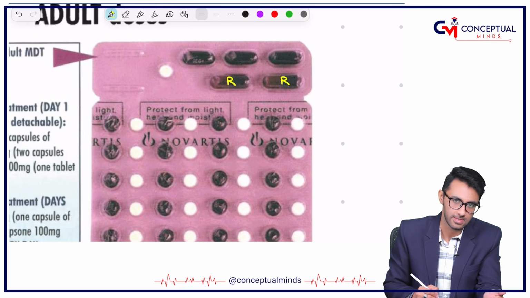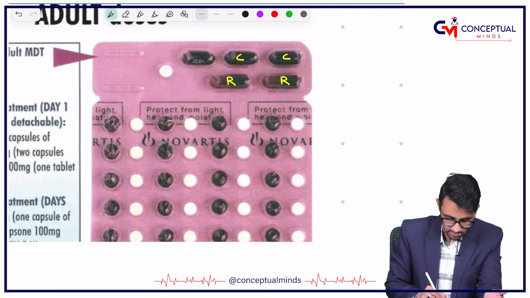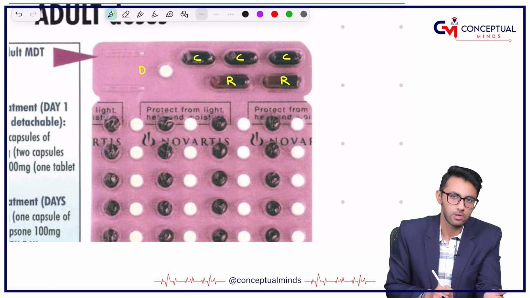Okay, this is rifampicin. And how about the next one? The three which are there on the top, what are these? These are the clofazimine. Okay, fine. And how about this one? This white tablet which is there. This is dapsone. Now talk about the dosages.